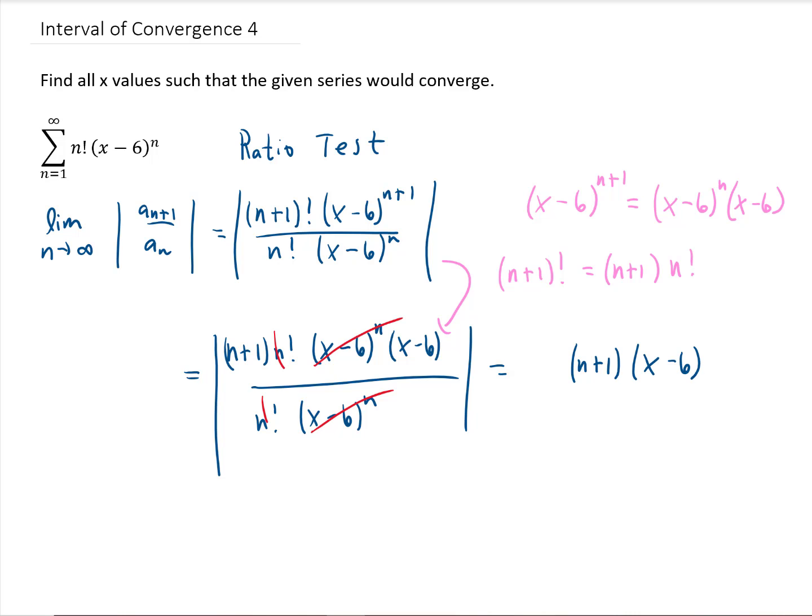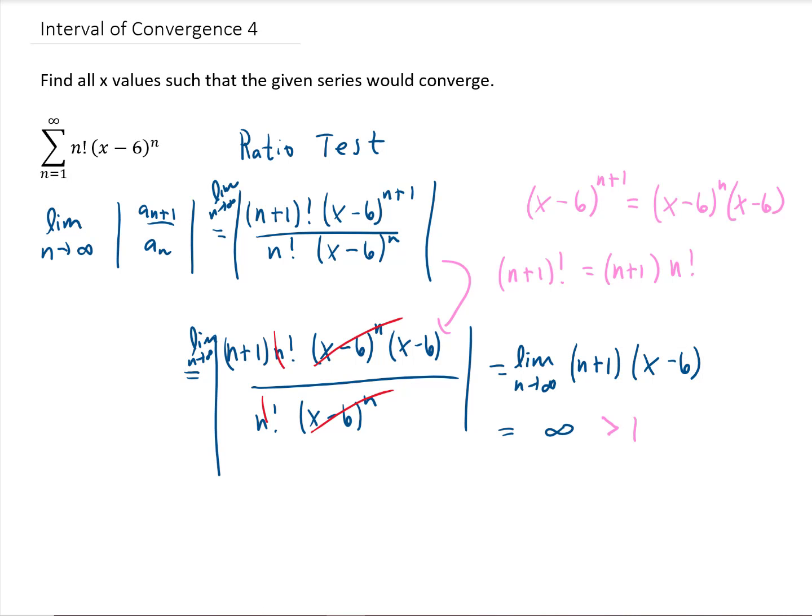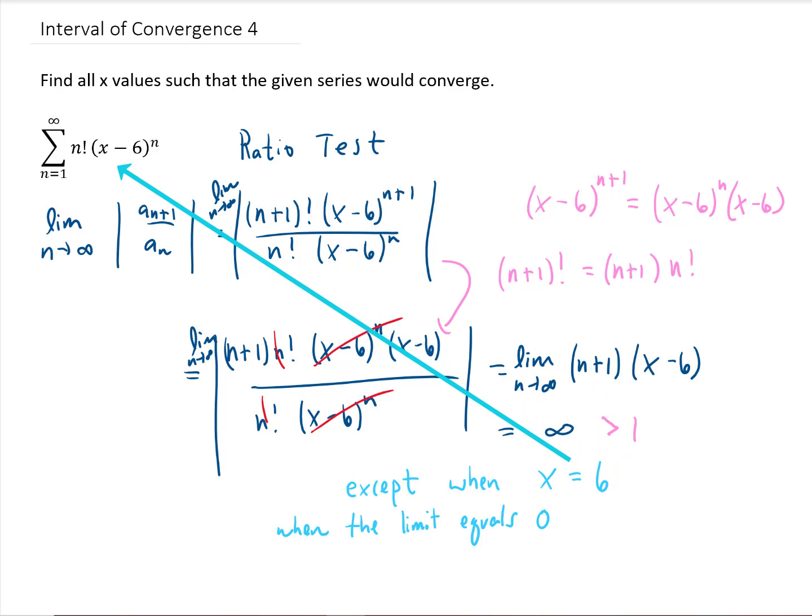And oh, don't forget we have a limit as n goes to infinity. Now as n gets bigger and bigger, this term is going to go to infinity. This is always greater than 1, so that means that our series is going to diverge for all x values except there's one sneaky x value where this limit actually doesn't go to infinity. When x equals 6, this term is 0, so the limit as n goes to infinity is actually 0. And our series would converge. Of course it would just converge to 0, which isn't that interesting.